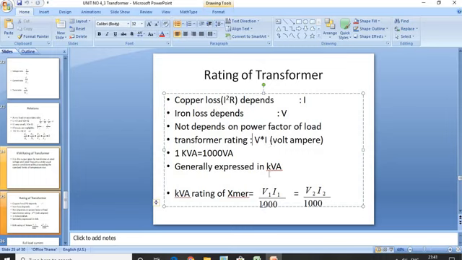Okay, so generally it is expressed in kVA. So kVA rating of transformer is equal to V1 I1 upon 1000, which is equal to V2 I2 upon 1000. Now why this 1000? 1 kVA is equal to 1000 volt ampere. So I am expressing this volt ampere into kVA, hence it is divided by 1000.